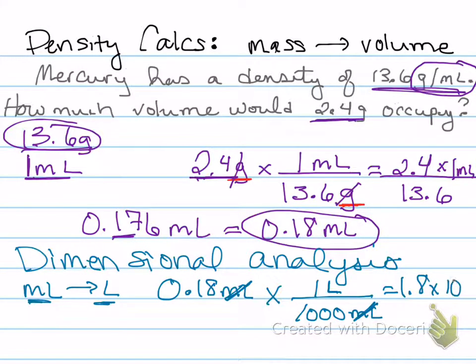So the number the calculator says is 0.000176. If I want to write that in scientific notation, I'm going to go 1.8 times 10 to the negative 4, and then I need my unit, liters.